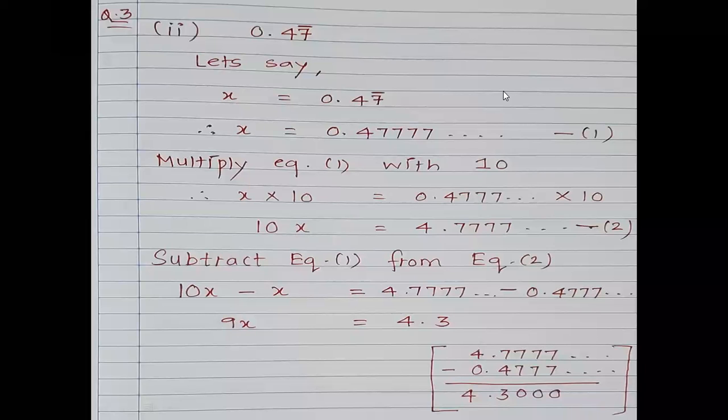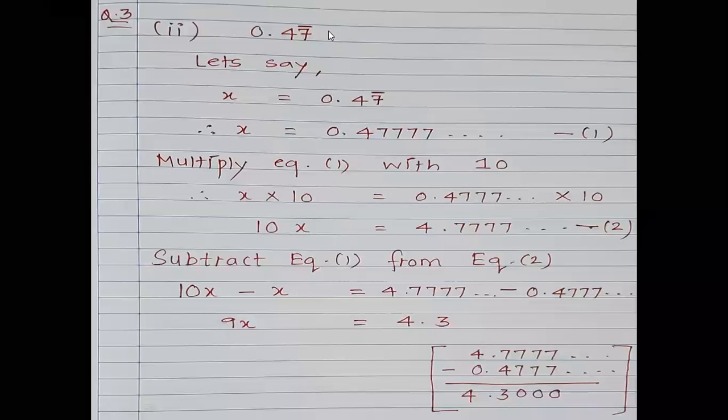Let us try to understand it further with another example of the same exercise. Question number 3, second one. The question is 0.47 bar, and the bar is on the number 7. We'll proceed with the same method, taking the question as x. So x is equal to 0.47 bar. And since the bar is on 7, 7 gets repeated.